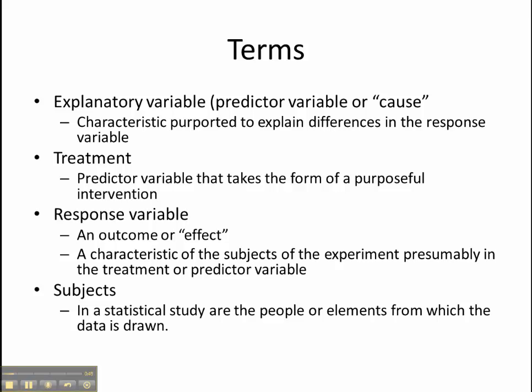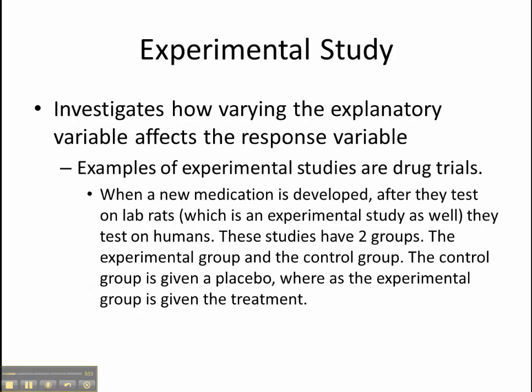So now let's talk about the difference between the two kinds of studies. An experimental study investigates how the varying explanatory variable affects the response variable. This is where you actually introduce a cause and monitor its effect.